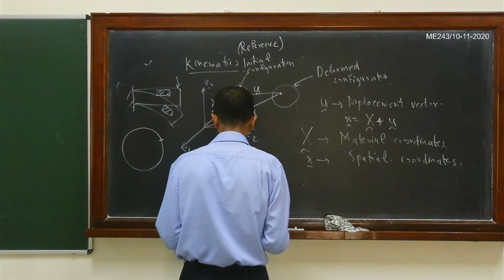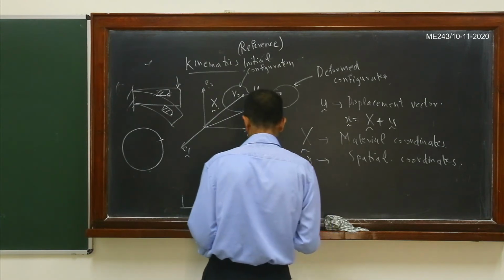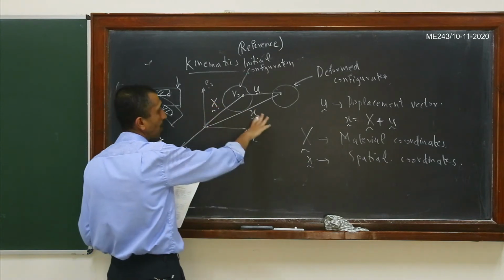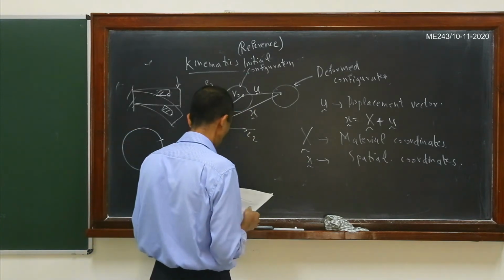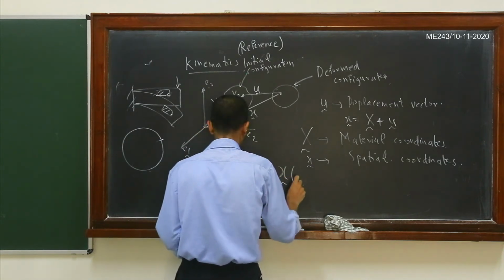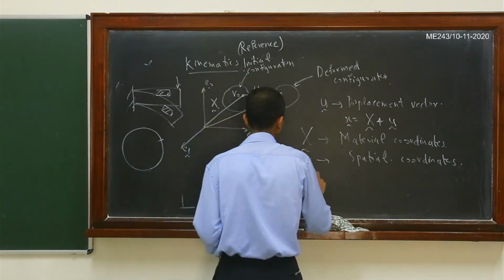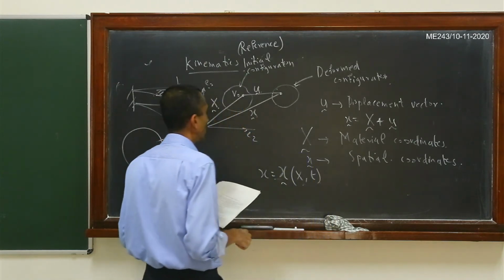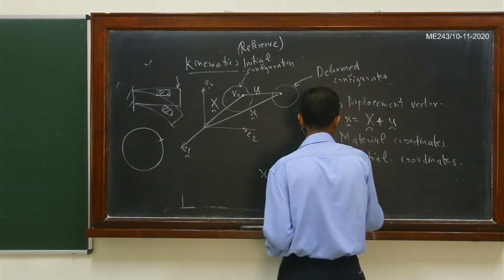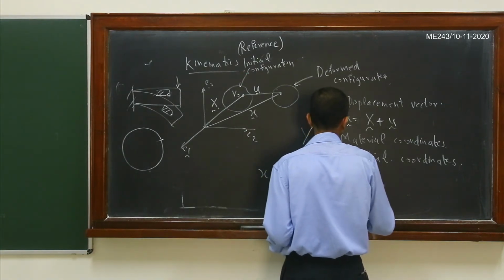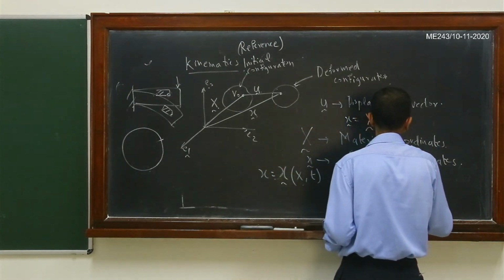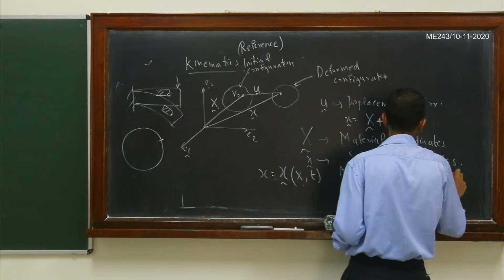Okay, and we say that there is a one-to-one mapping that takes capital X to small x. So we'll assume that there is a one-to-one mapping. So x is equal to chi of X comma t. So this chi mapping is one-to-one. We assume this chi to be a one-to-one map.